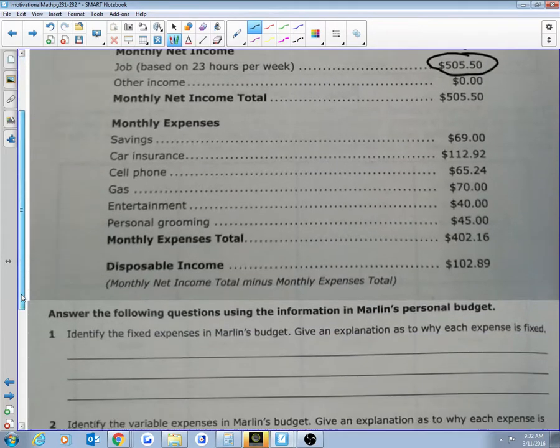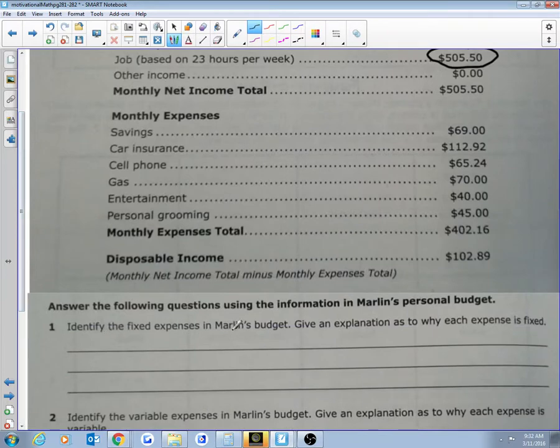So let's go down here. Identify the fixed expenses in Marlon's budget. Give an explanation as to why each expense is fixed. Okay, so fixed means it's not changing. So his savings, we're going to assume he's saving $69 every month. So savings would be fixed. Car insurance does not change unless you get in a wreck. So we're going to assume he didn't get in a wreck, so his car insurance is also fixed.